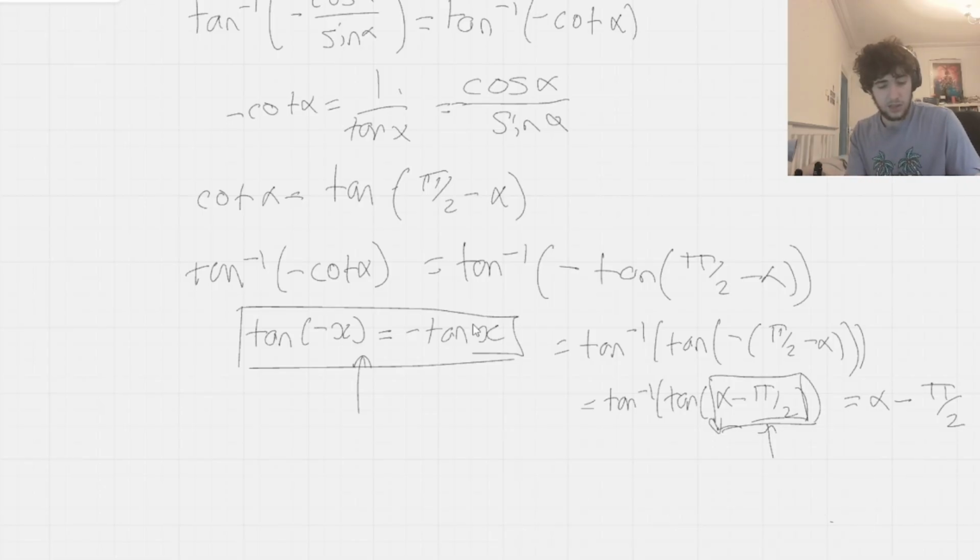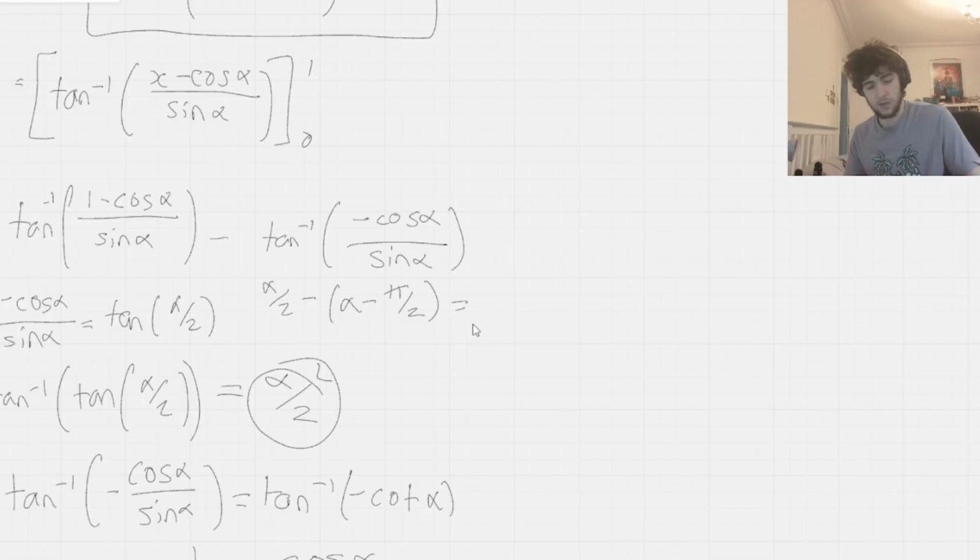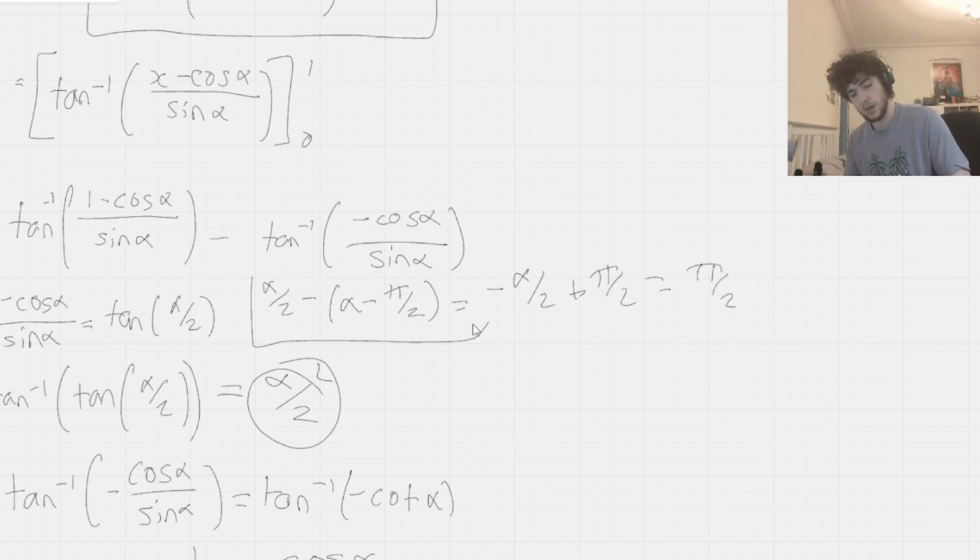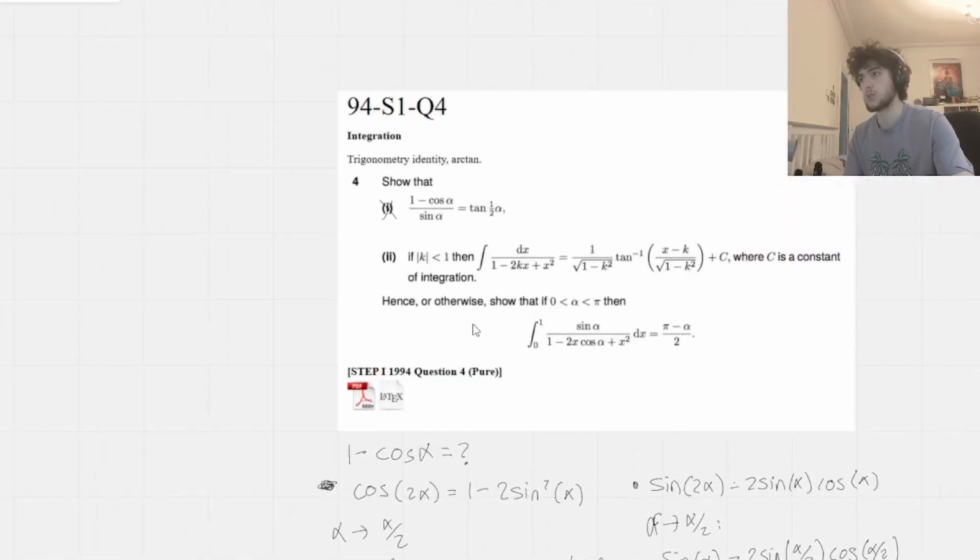Now all we need to do is combine these. We had arctan of 1 minus cosine alpha over sine alpha, which we showed is alpha over 2, minus arctan of minus cosine alpha over sine alpha, which we showed is alpha minus pi over 2. So when we subtract those two things, alpha over 2 minus alpha is simply going to be minus alpha over 2, and then add pi over 2, because the minus signs cancel. So this gives you pi over 2 minus alpha over 2, which is simply pi minus alpha over 2, which is the answer that we sought to get.